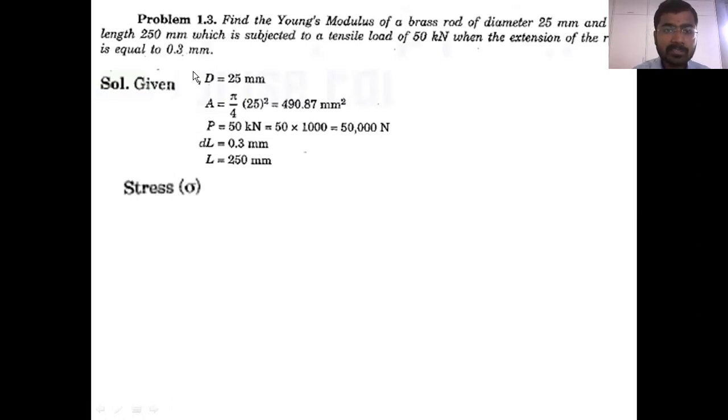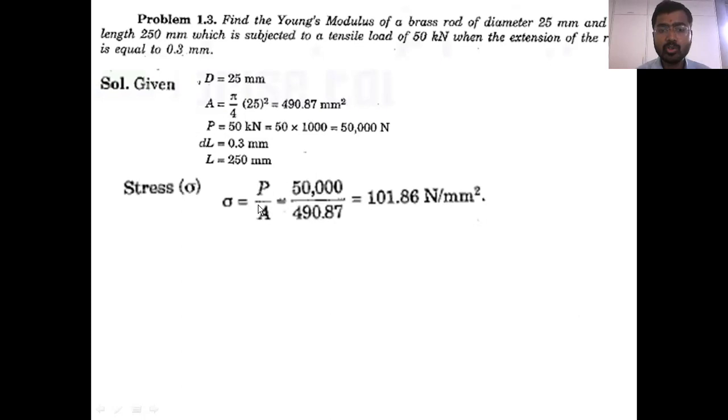How can I find my Young's modulus? I can find it using Young's modulus E is equal to stress upon strain. So first I'll calculate my stress, then my strain, and then I'll divide stress by strain. So I'll get my Young's modulus. Stress is equal to load upon its area. Load, how much do we have? 50,000 upon its area. Area I have as 490.87 mm square. Yes or no? So I'll get my stress as 101.86 Newton per mm square.